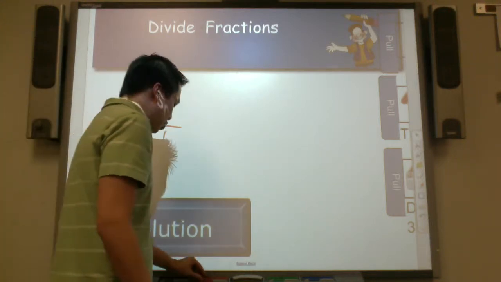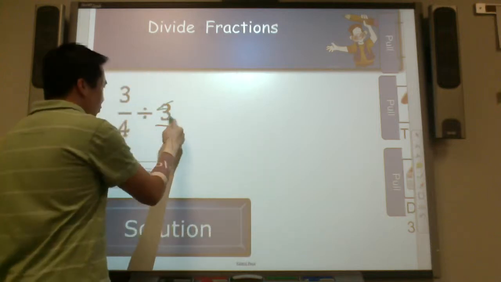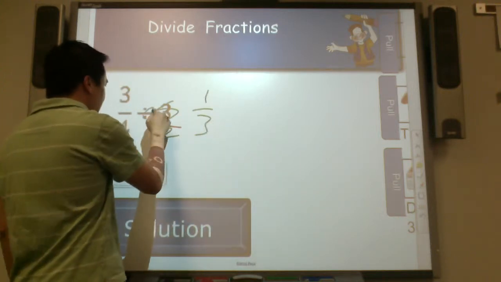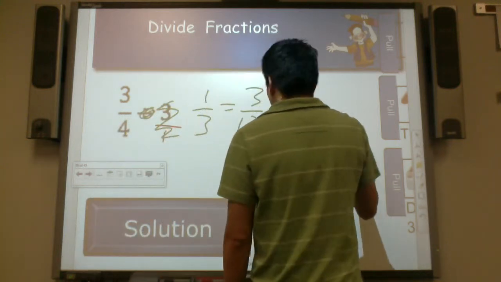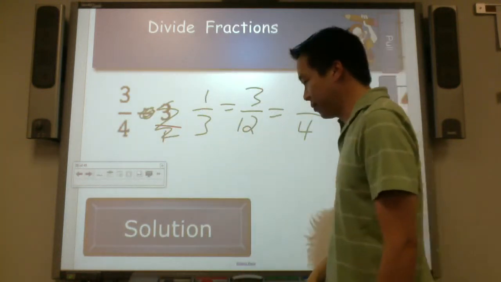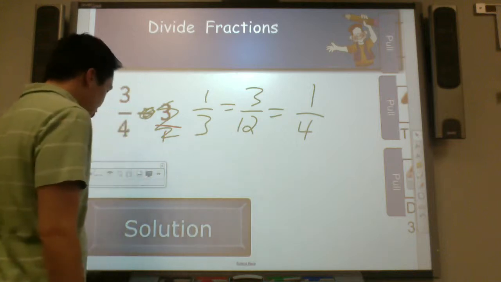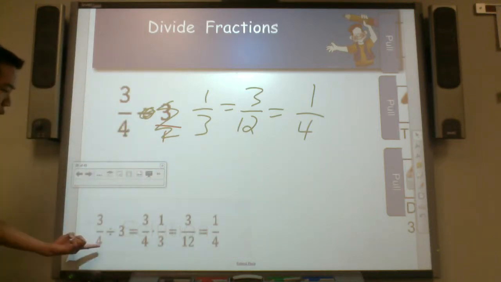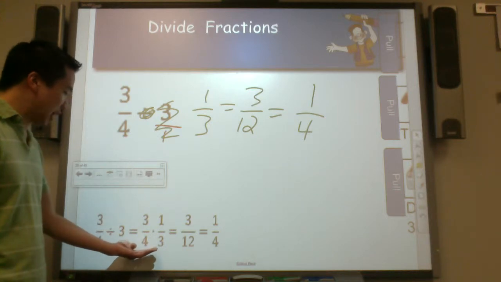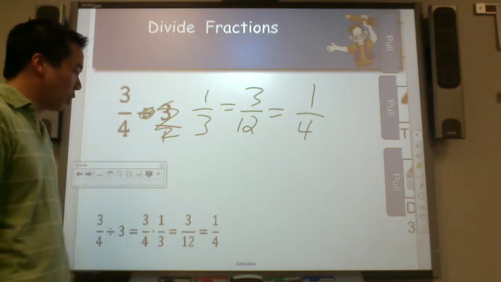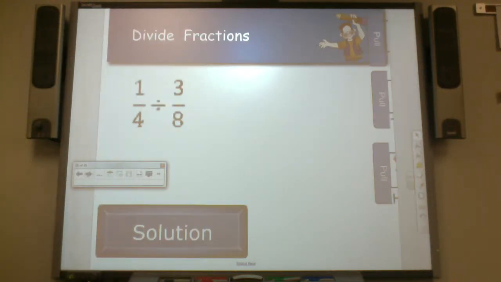Dividing fractions, give it a try. Flip the second fraction, 1/3, and multiply. You get 3/12, which simplifies, dividing by 3, to 1/4. Would that be the answer? Let's look at our solution. It is. 3/4 divided by 3 is exactly the same thing as doing 3/4 times 1/3. 3/12 or 1/4. Let's practice.